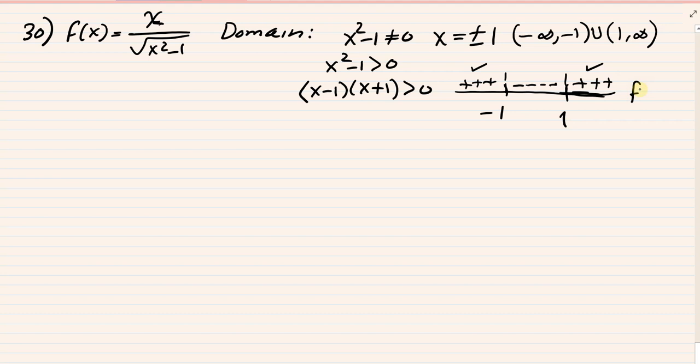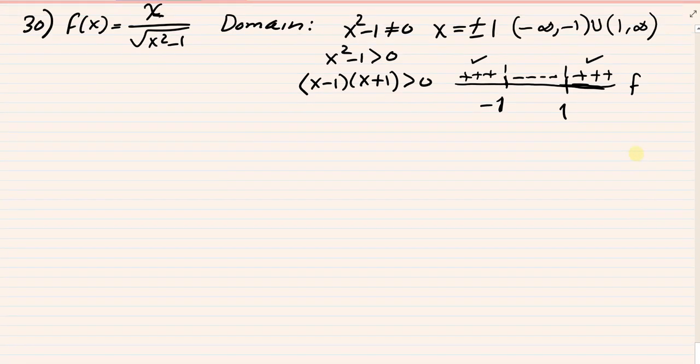We determine the domain. So remember, there is nothing between -1 and 1. So if we have a critical number that is -1 or 1 or anything in between, we're just going to ignore the first derivative at that point. Okay. Now let's actually do our first derivative.